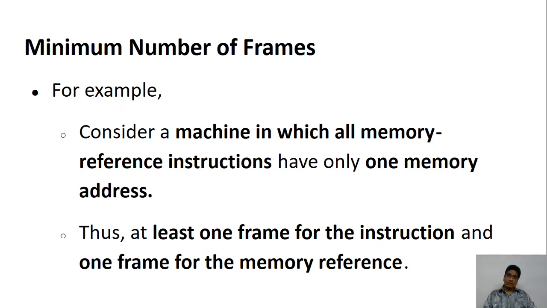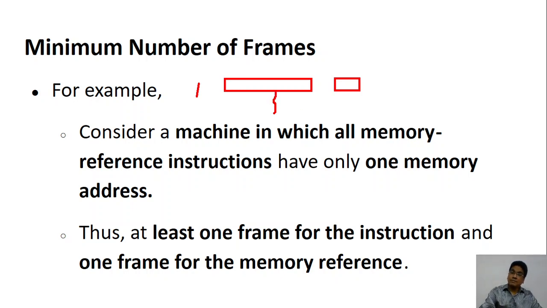So let's consider a simple example. Let's assume that you have an instruction machine wherein you have only one reference. For every instruction there is only one reference. That means there is one instruction like add, subtract, move or other thing, and there is only one operand.